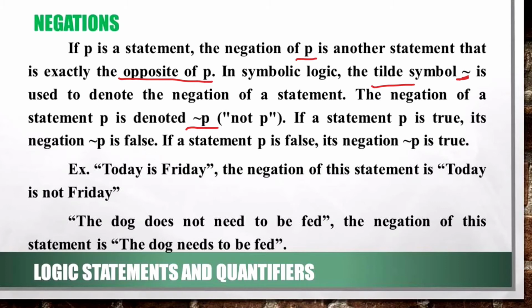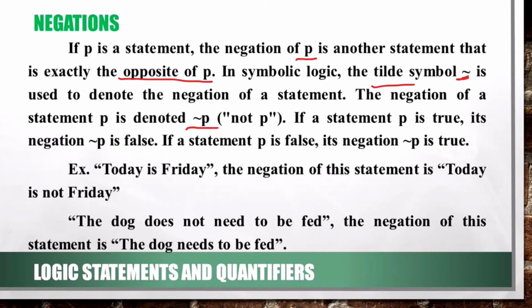Notice that the word not was added. The first statement was contradicted. Again, it is not possible for your statement to be true and your negation to also be true, because a negation is the opposite. If your statement is true, then your negation must be false. If the negation is false, then the statement is true. For example, today is Friday, and the negation of this statement is today is not Friday.